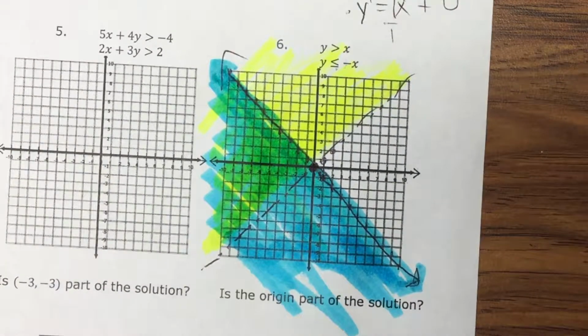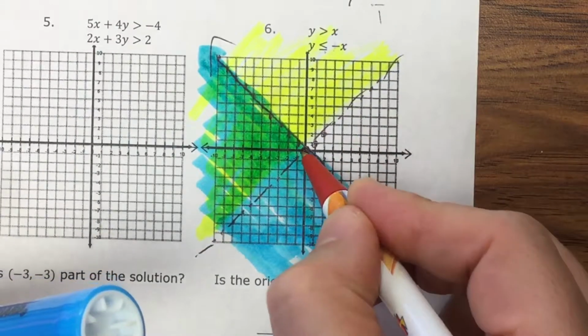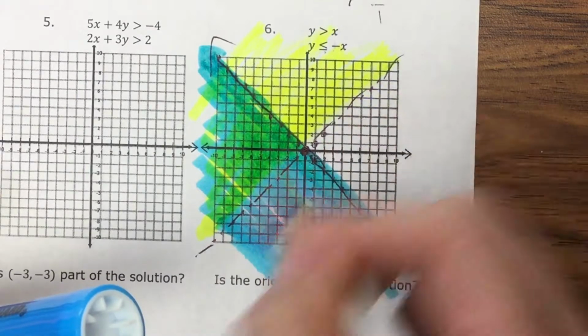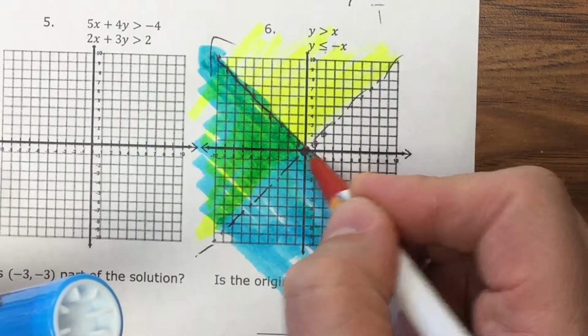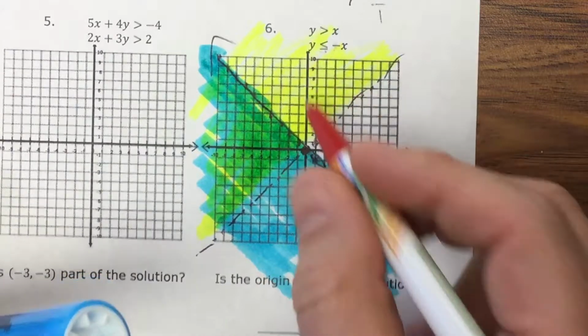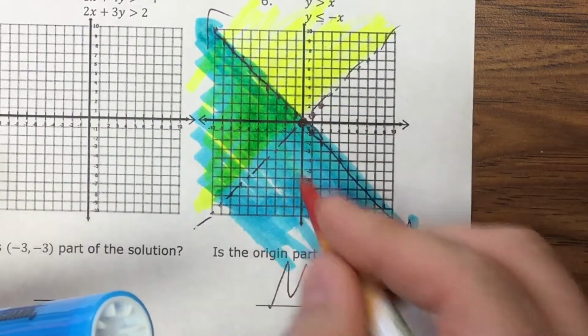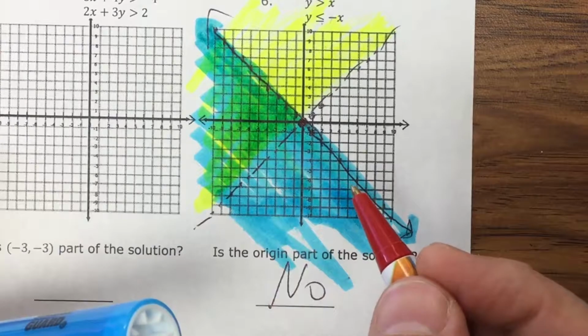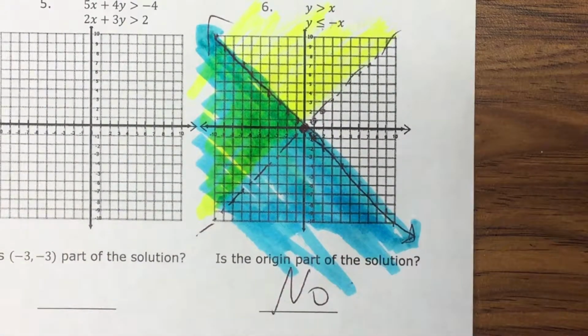Okay, on this one they ask a question. Is the origin part of the solution? Since one of the lines is dashed, any points on the dashed line are not part of that solution for the yellow. So since it's not part of that solution, it cannot be part of the solution to the system. It has to be a solution to both to be a solution in the system. All right, I hope those two examples give you some help.